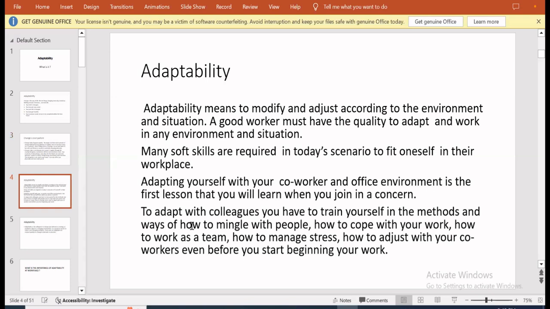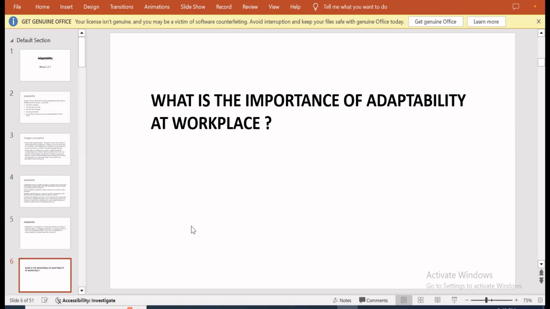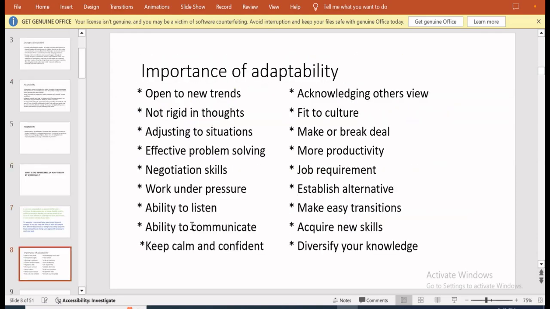So what is adaptability? The definition of adaptability is to modify and adjust according to the situation and environment. What is the importance of adaptability at the workplace? Why should you be adaptable? There are a lot of benefits. If you are adaptable, you accept new trends. You are not rigid. You adjust to the situation. You work under pressure. You are able to listen. All these things happen if you are an adaptable person at work. I'm a little bit fast because I have to complete the program.